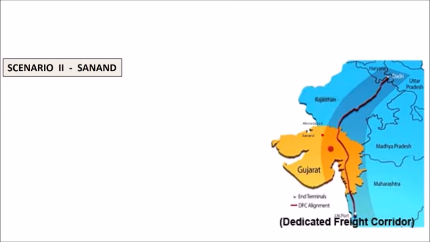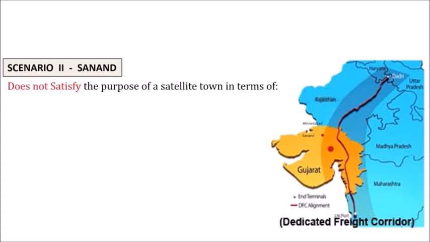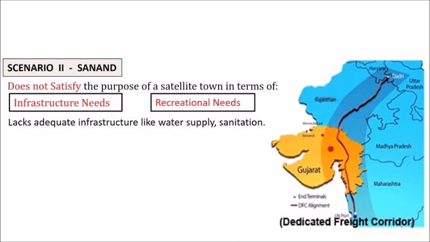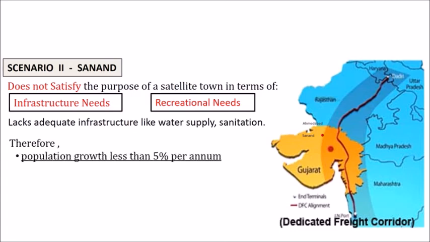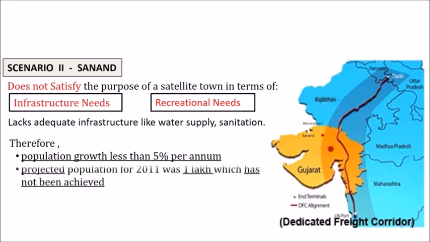However, though it had strong economic potential, Sanand did not satisfy the purpose of a satellite town in terms of infrastructure needs and recreational needs. It lacked adequate infrastructure like water supply and sanitation, and therefore it recorded a population growth of less than 5% per annum. The projected population for 2011 was 1 lakh, which was not achieved.